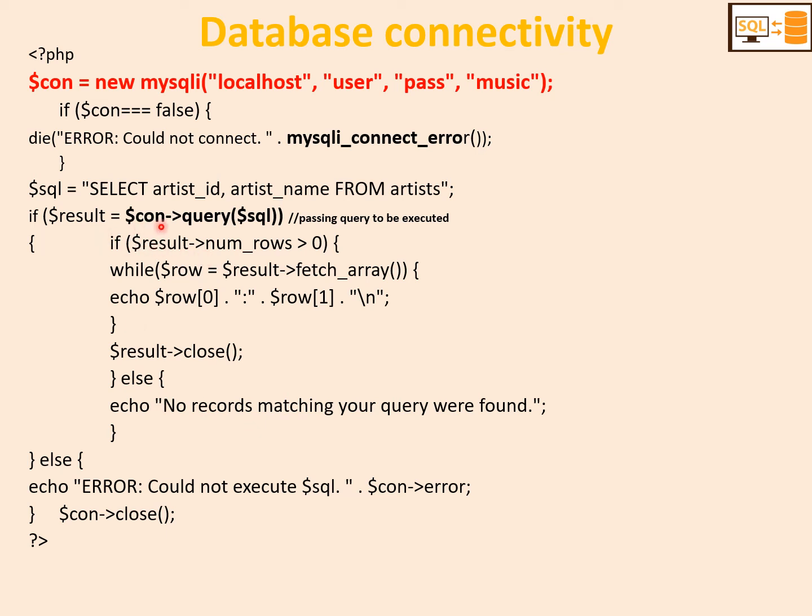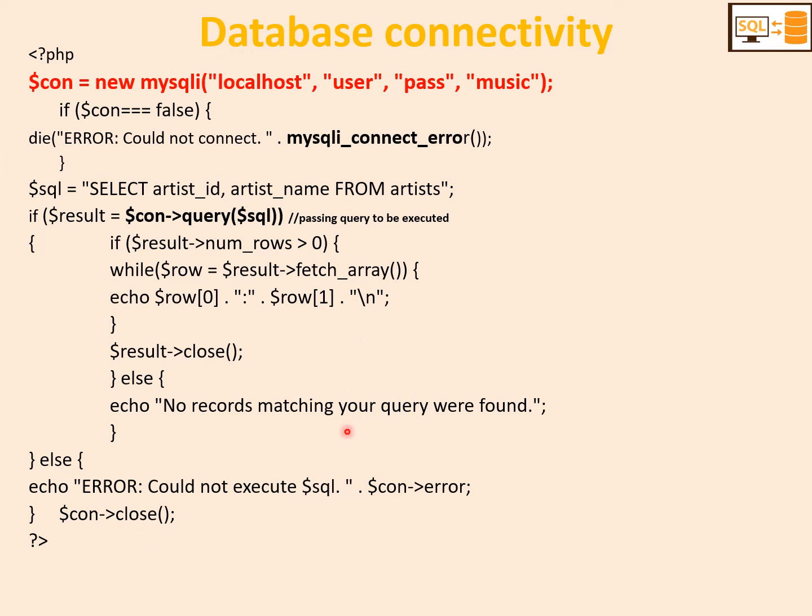If the query is not executed, this else part will be displayed: echo error, cannot execute the corresponding command in SQL variable. So that connection error will be displayed. Then after doing this, the connection is closed using the close function.